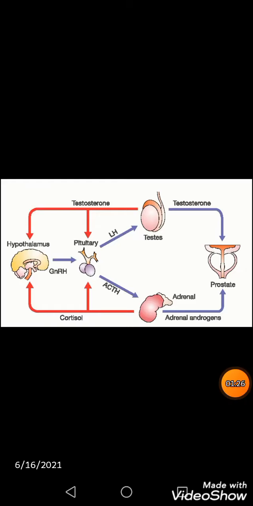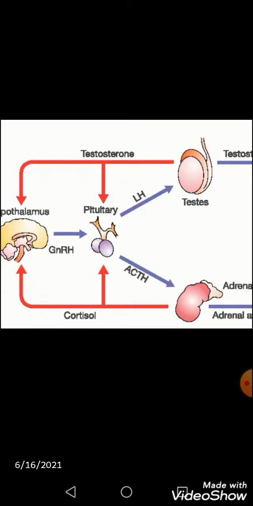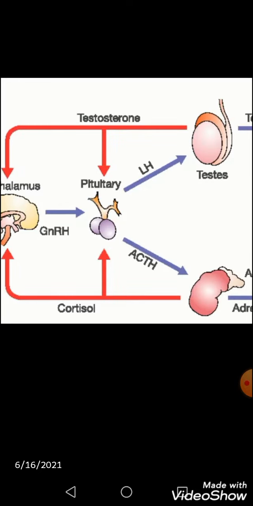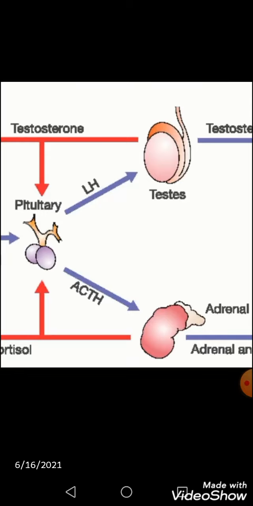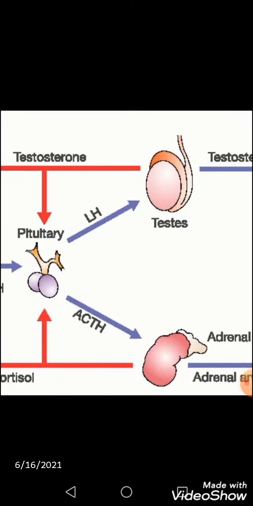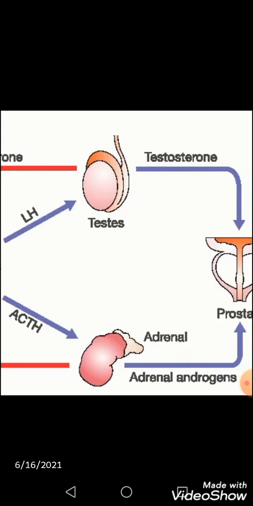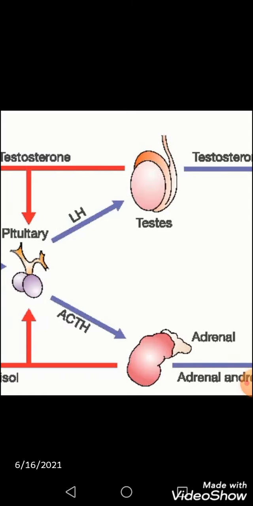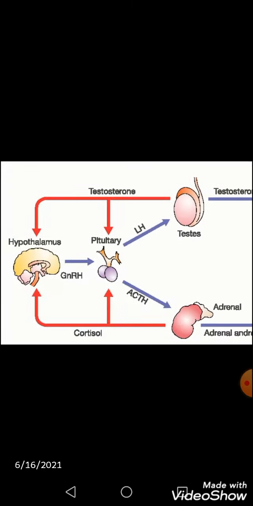Now again in this picture you can see the hypothalamus, and through it you can see the gonadotropin releasing hormone that is going to act upon the pituitary, and you can see the cortisol and testosterone, and they are supposed to be involved in the secretion of ACTH that will stimulate the adrenals, and LH that will stimulate the testes, and both are supposed to produce adrenal androgen and testosterone respectively, and act upon the prostate gland. This is how the target organs are stimulated through these endocrine organs, right?